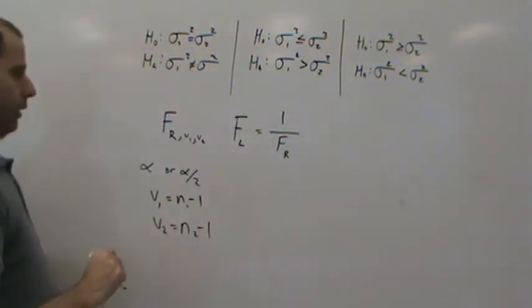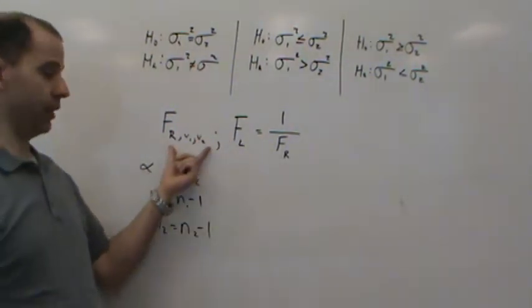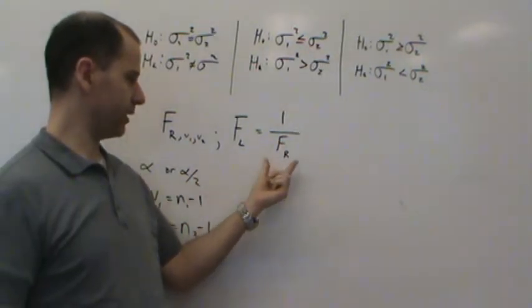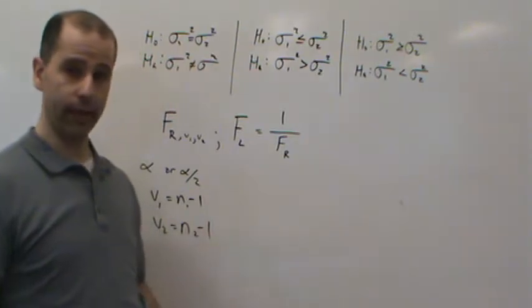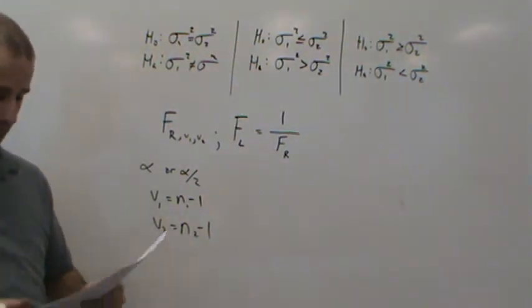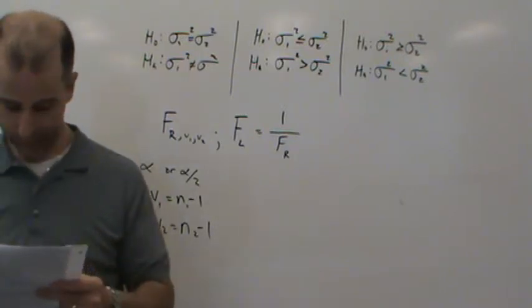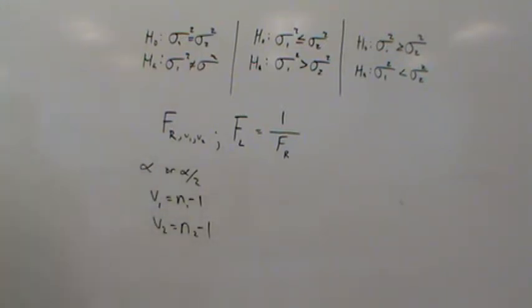Okay? So keep that in mind. The table will give you the right critical value. If you want to find the left critical value, you take the one you got from the right and take 1 over that. And that's going to give you the left critical value. So just keep that in mind. So let's see here.